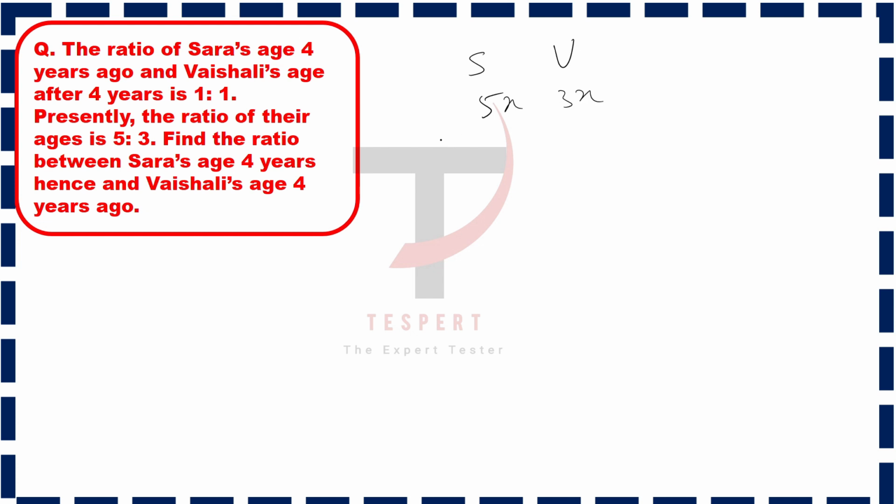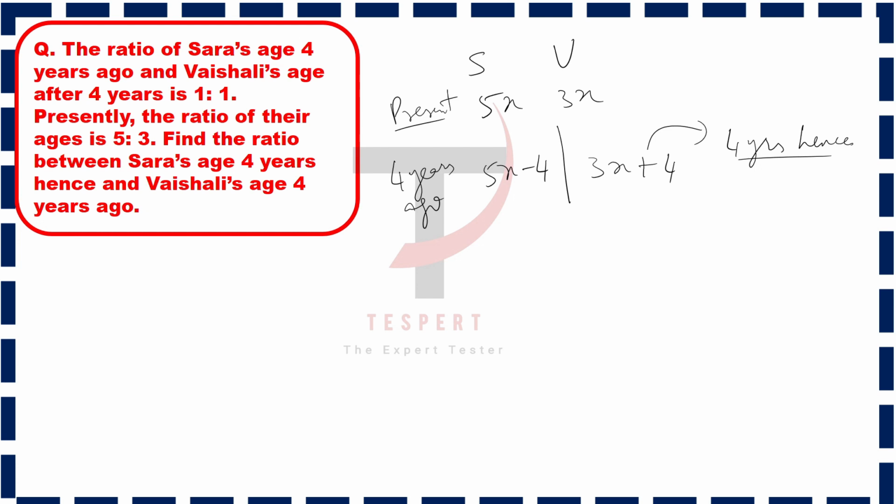And Sarah's age 4 years ago will be, this is the present age. And what about the age before 4 years? 4 years ago means 5x minus 4, and 4 years ago for Vaishali is 3x minus 4, and Vaishali's age after 4 years is 3x plus 4. This is 4 years ago, Sarah's age, and this one is 4 years hence, right? And ratio of Sarah's age 4 years ago and Vaishali's age after 4 years is 1:1, right? So we can equate these two. 5x minus 4 by 3x plus 4 is equal to 1/1. After solving, you will get x as 4.